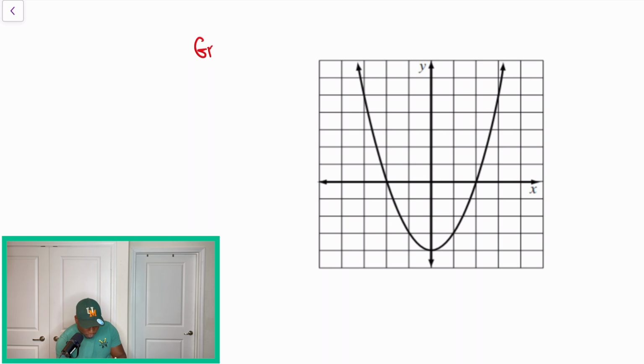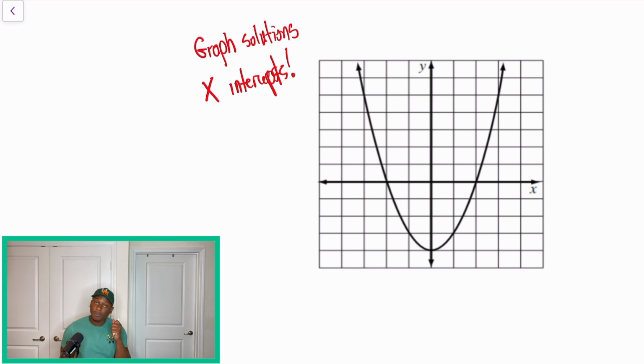And what you guys have to know when we're talking about a graph, and they ask you for the solutions, what you are looking for is your x-intercepts, all right? So guys, please understand that when they ask you for the zeros to the quadratic equation, and they're talking about a graph, find the zeros, find the solutions, they're asking for the x-intercept.